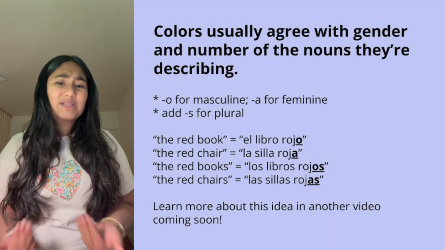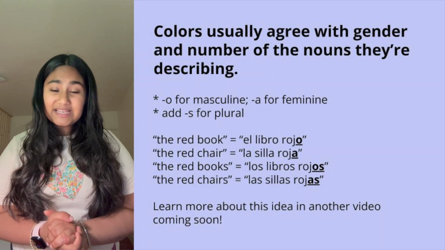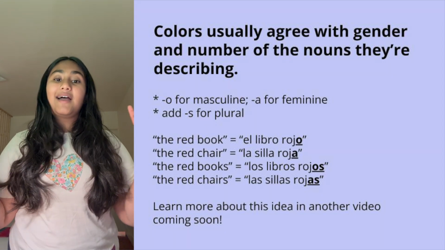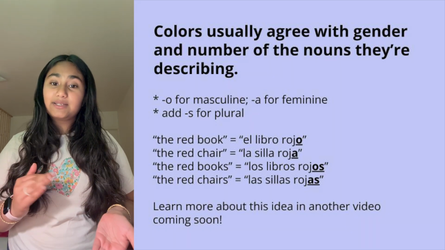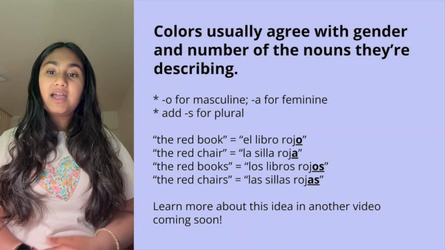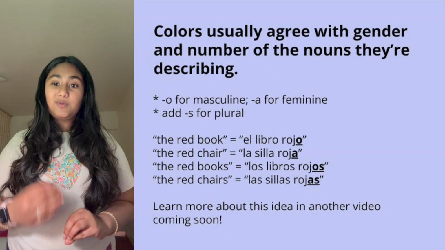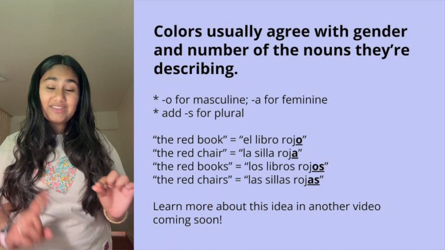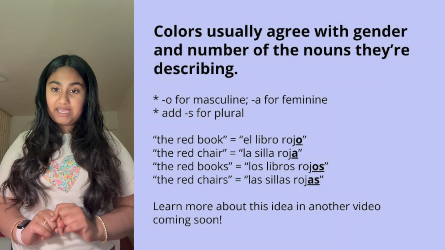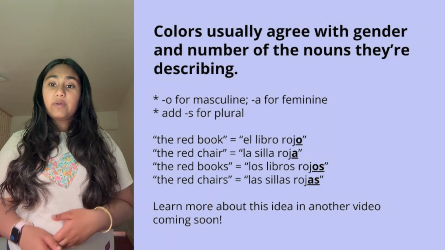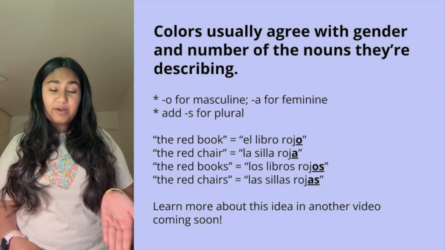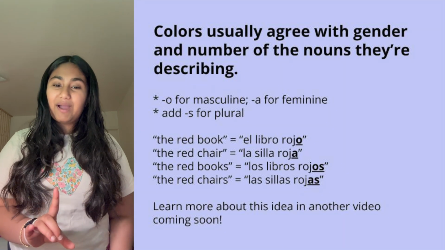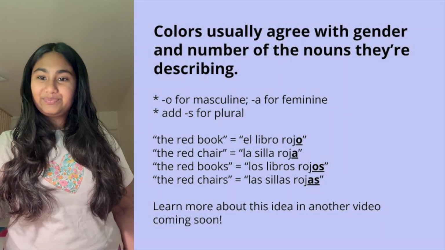Don't worry if you didn't fully master this yet. You can learn more about this idea in another video coming soon on concordancia, or making sure that everything agrees in terms of gender and number in Spanish. Also, just a quick note, as you may have noticed from these examples, in Spanish, when you're describing a noun with an adjective, the adjective comes after the noun in most cases. Like we said, red book, we got libro rojo. Libro is book, and rojo is the color, the adjective used to describe the noun. So keep that in mind for when we get to the practice problems today.